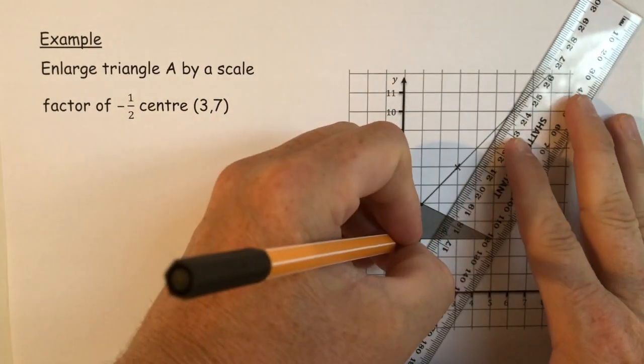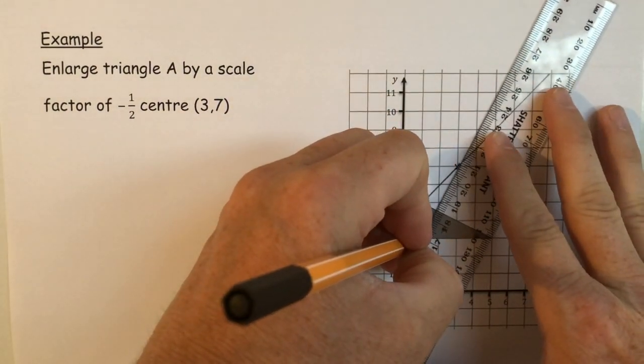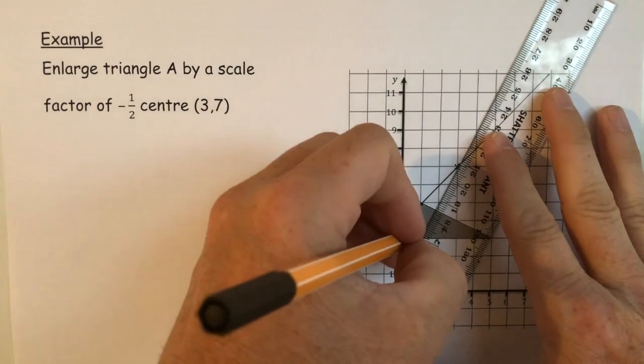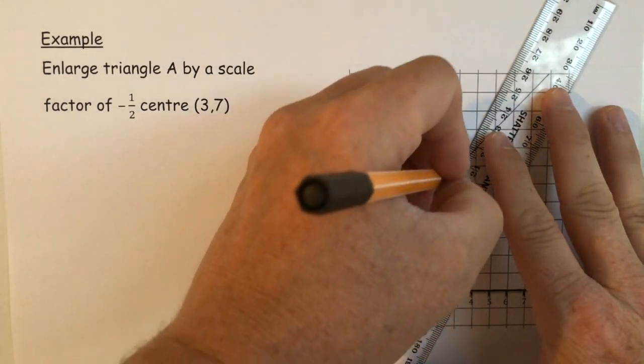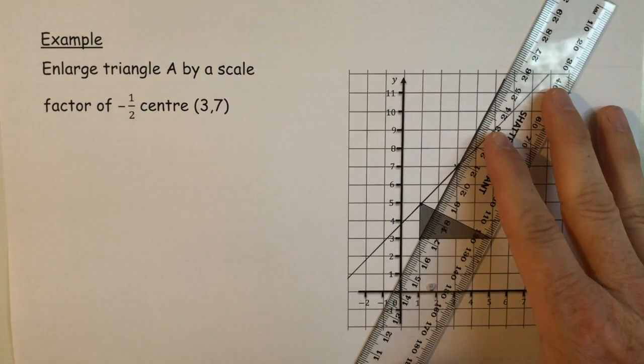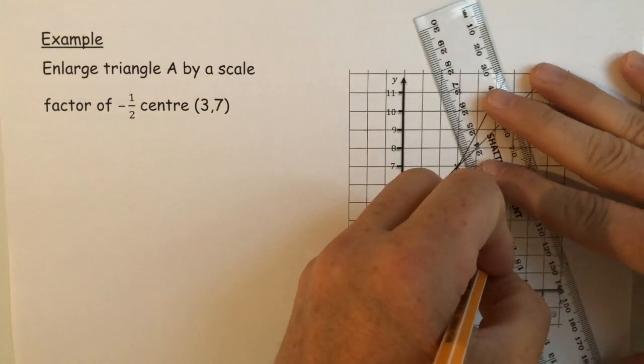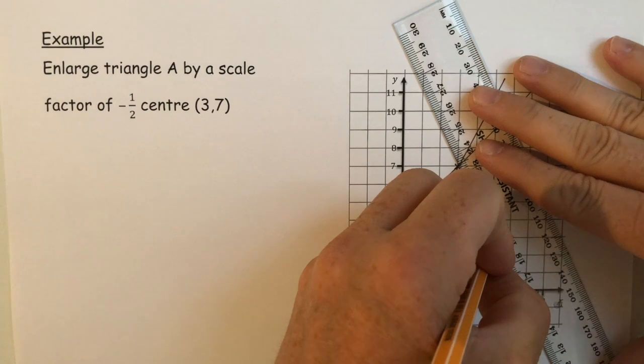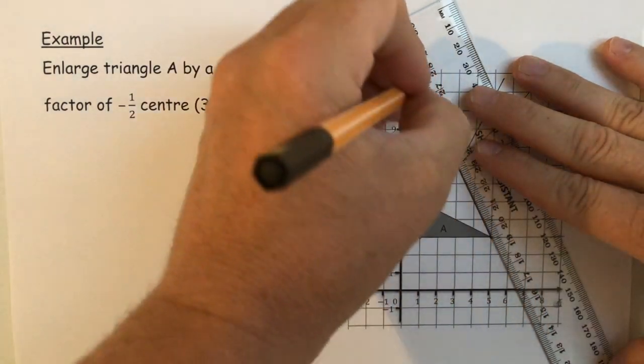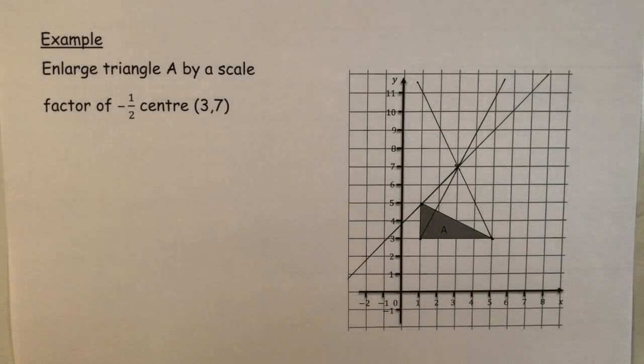So when I look at the second one, no need to go this way. I may as well just go behind the centre. Likewise with this one, behind the centre. So they are called the ray lines.